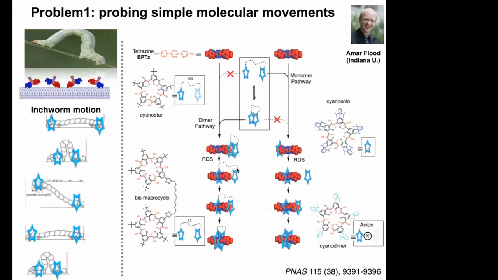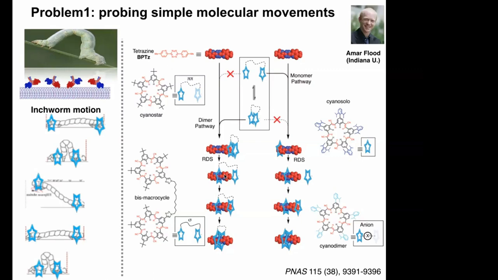In which case, there will be one mechanism of threading where the first cyanostar goes in and the second cyanostar essentially gets attracted towards the first cyanostar. So the barrier of the movement of the second cyanostar is actually tuned by the presence of the first cyanostar interacting with the tetrazine ring.